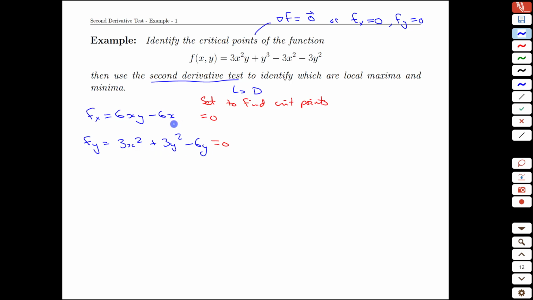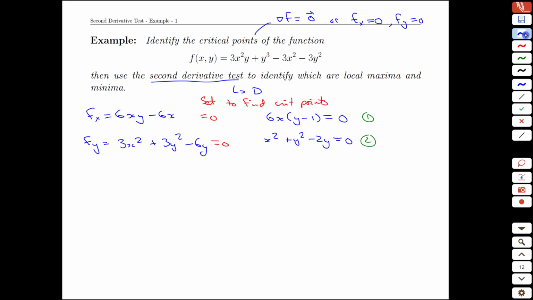In these kinds of examples, the most effective procedure is to factor these forms. There's no way to isolate one of the variables easily. So if we factor this, we can bring out a common 6 and x, and then we get y minus 1. And in this expression down here, we can divide through by 3, and that's about all we can do. We'll have x squared plus y squared minus 2y equals 0.